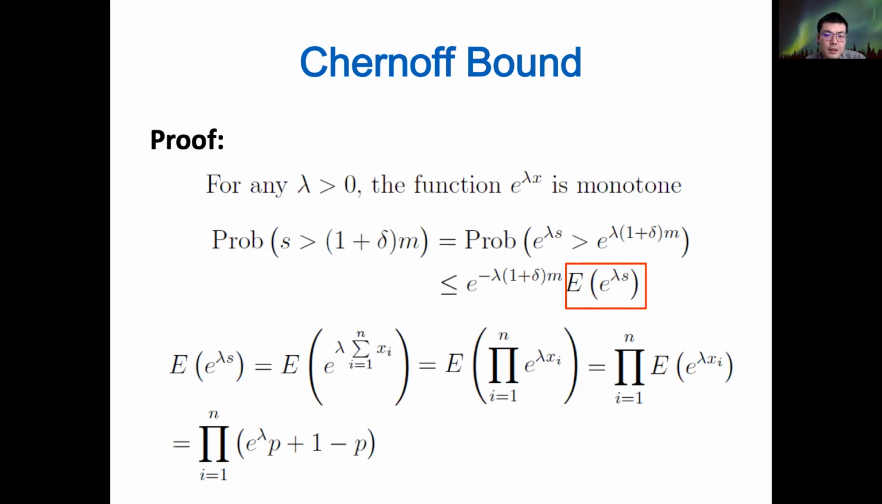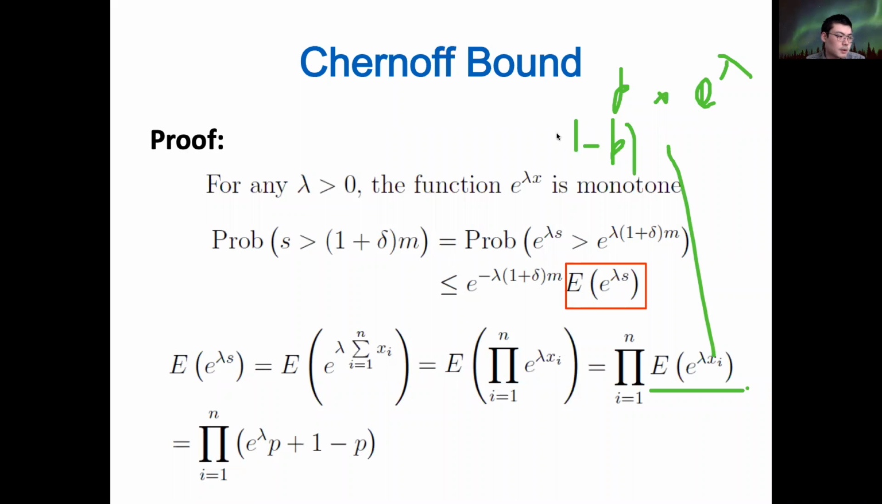So next, the question is, what is the expectation of e to the power lambda xi? It's a computation very similar to before, right? We know that with probability p, you take the value 1. When you take value 1, it's p times e to the power lambda. With probability 1 minus p, okay, 1 minus p, the value is 0.